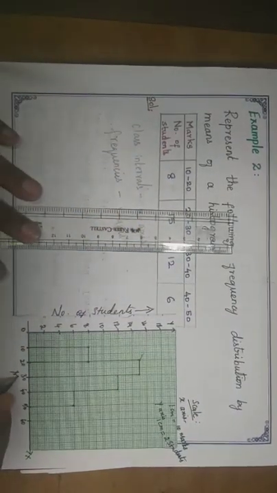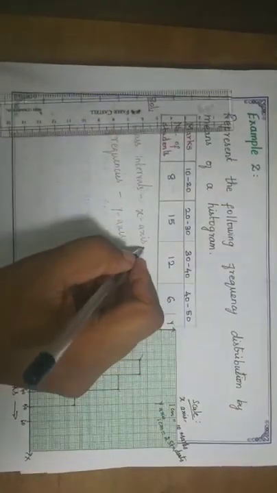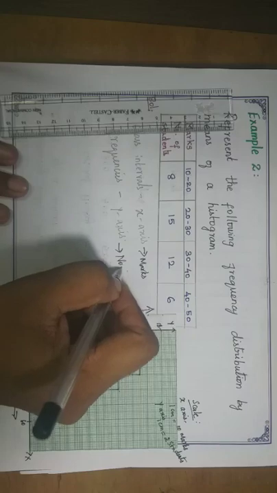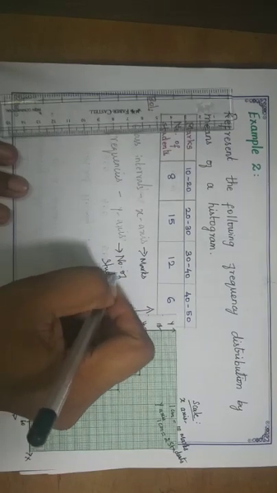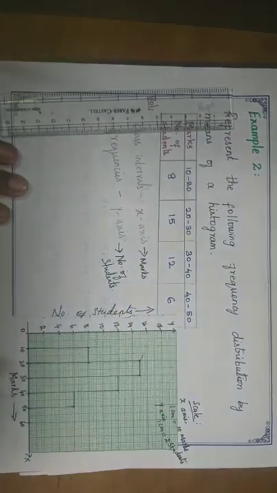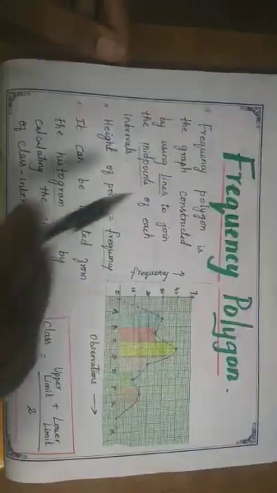So the x-axis gives you the marks and the y-axis gives you the number of students. X-axis marks, y-axis number of students. This is how you have to plot the histogram for the given data.